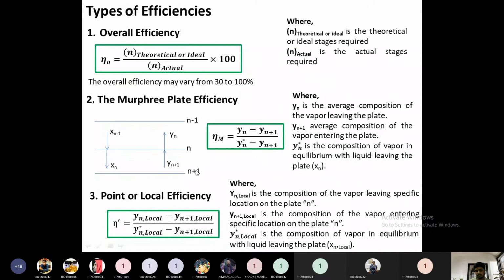This is the single plate efficiency, or we can call it point efficiency or local efficiency. In a single plate there are many points, and there will be many deviations, because the entire plate cannot be operated in ideal conditions. In ideal conditions the compositions are uniform throughout the plate. Since it is not ideal, in real conditions the composition varies across the plate. To define it for a single point on the plate, we take the local composition. Same formula with just the notation local. Here it is eta prime, here it is eta m.